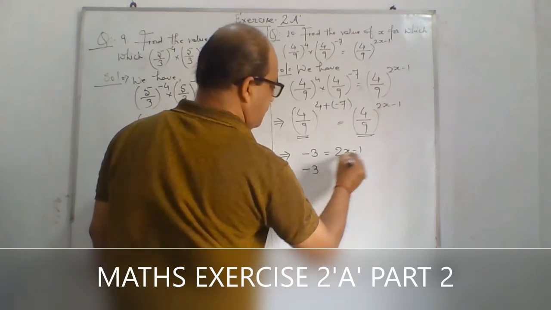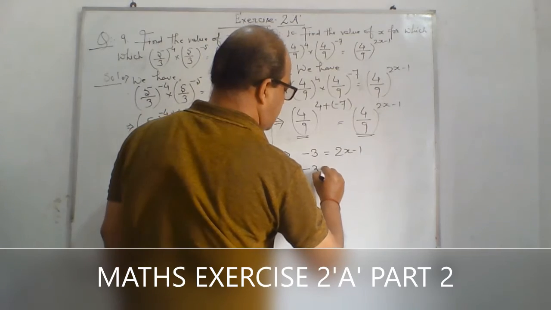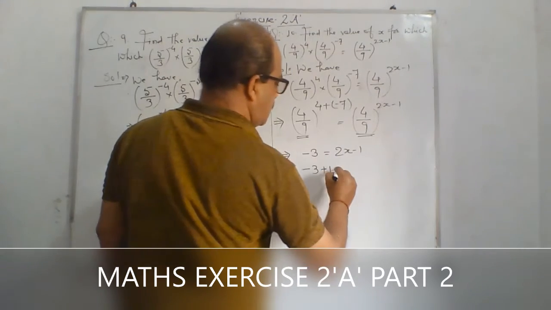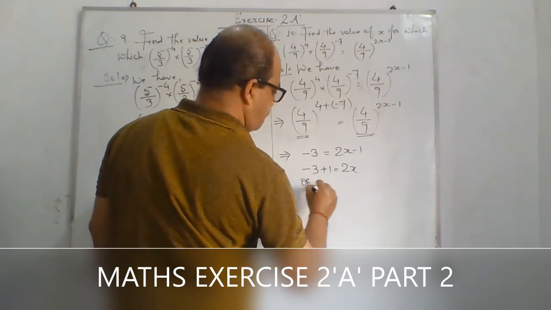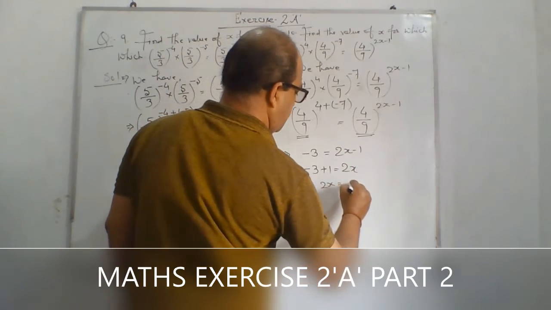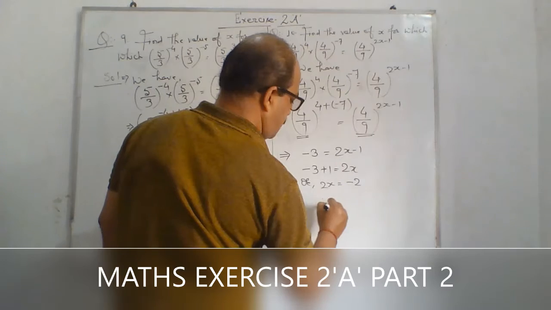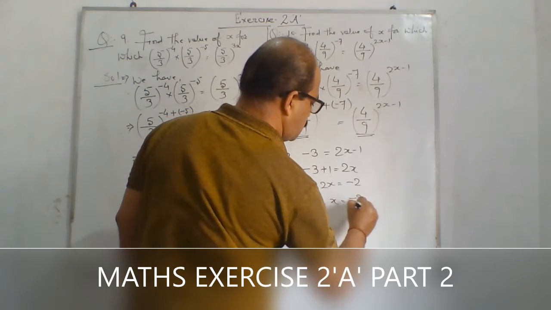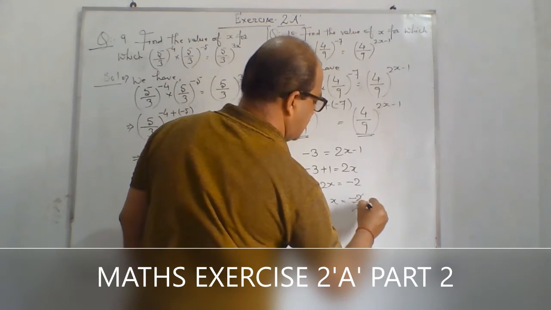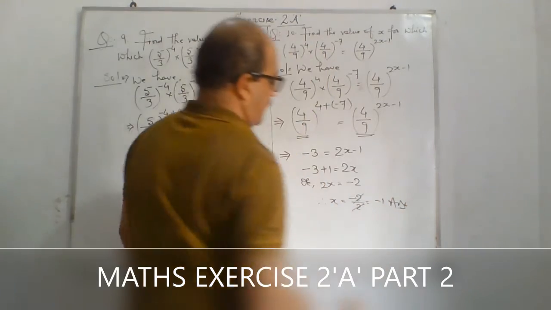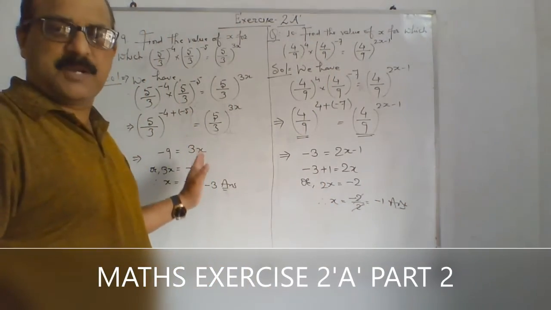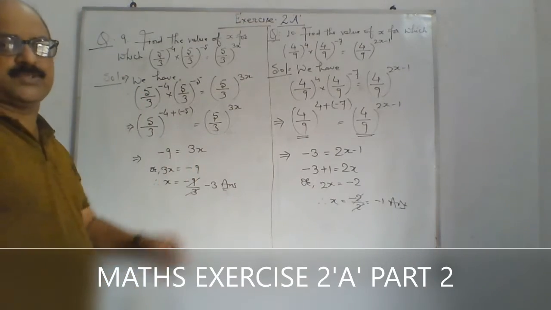Minus 3 remains in the same place, and minus 1 transposed here becomes plus 1, so 2x is equal to minus 2. Therefore x is equal to minus 2 by 2. It will cancel, and minus 1 is the answer. Both questions are completed. Thus you can solve it.